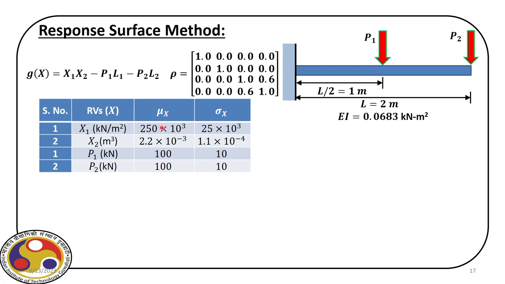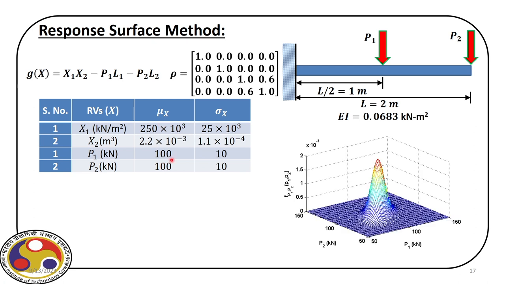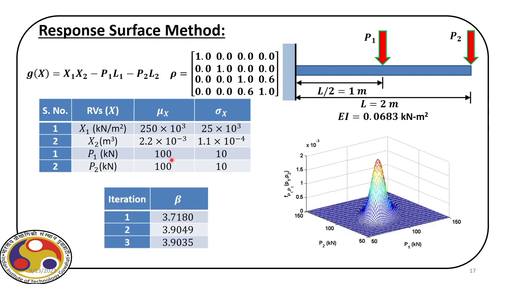So we consider the mean as our reference point at the beginning, and then using that we construct the response surface, and on top of that we apply the first order reliability method, and gradually in the third iteration, again in this case, the value of beta converges to 3.9035. So this clearly shows how we can actually use response surface to solve a reliability problem.